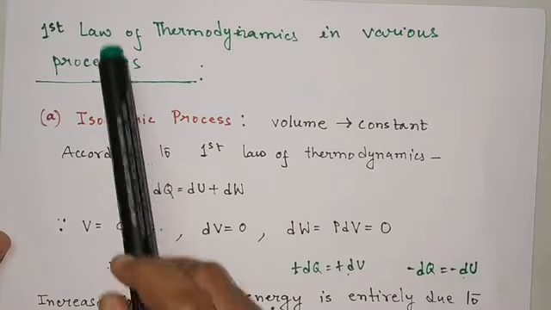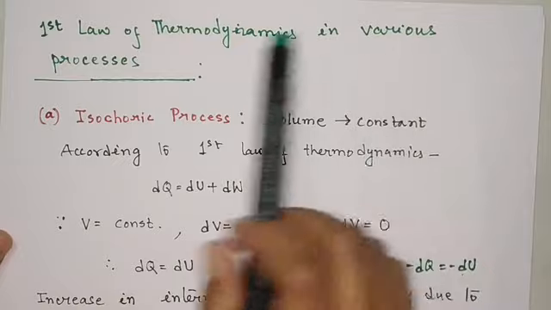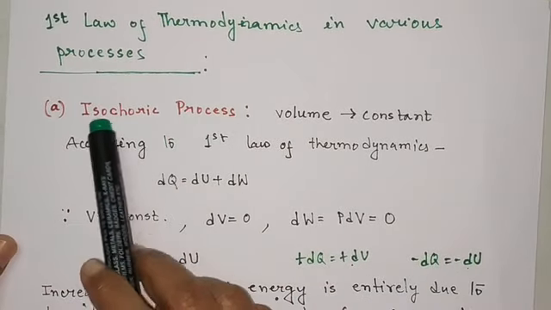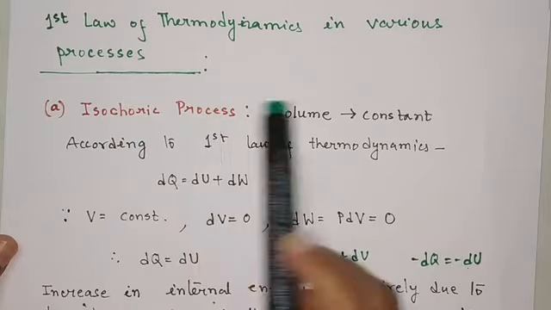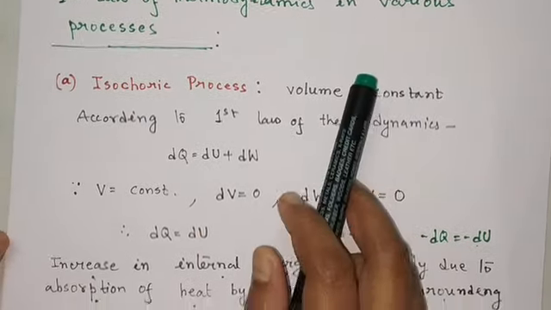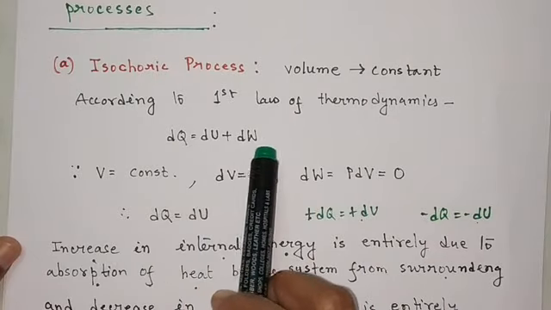Now we'll discuss how the form of the first law of thermodynamics changes for various processes. The first process is the isochoric process, and we know that for an isochoric process the volume remains constant. According to the first law of thermodynamics, dq equals du plus dw.